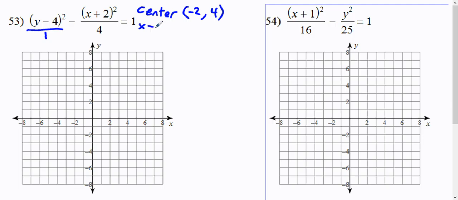And then what we're calling the x radius, similar to ellipses, would be the number underneath the x. So that's square root of 4, which is 2. And the y radius, underneath the y, it's a square root of 1, which is 1. So we begin with the center, -2, 4. Then use your x radius to mark off 2 units to the right and 2 units to the left. And then your y radius to mark 1 unit up and down.